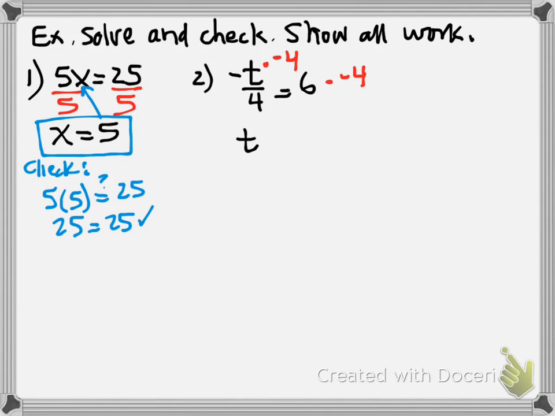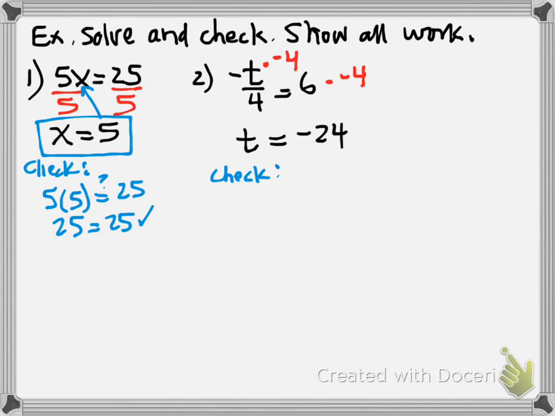And then 4 divided by 4 is 1. So I just get t on this side. On the other side, a positive times a negative gives me what kind of sign? Negative. And 6 times 4 is 24. So then I go ahead and do a check.